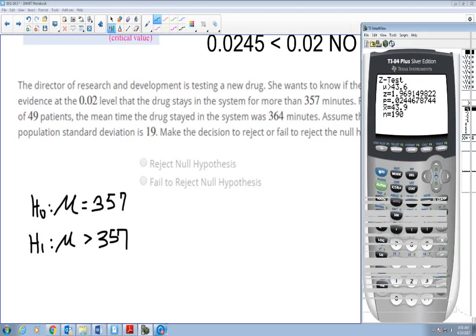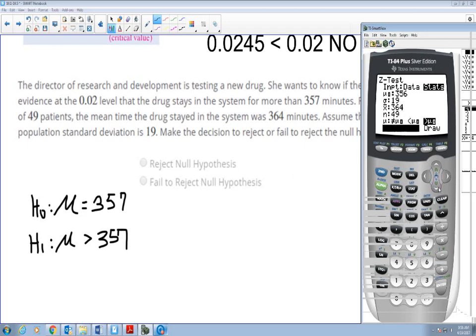I think I got everything I needed. Alright, stats test. Again, z-test, because I know my population standard deviation. Go down. So the mean that I'm testing is 357. The standard deviation is 19. The sample mean turned out to be 364. Sample of 49 patients, and this is a right tail test. Alright. So my test statistic is 2.94.